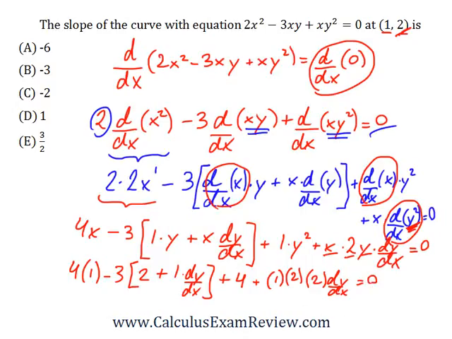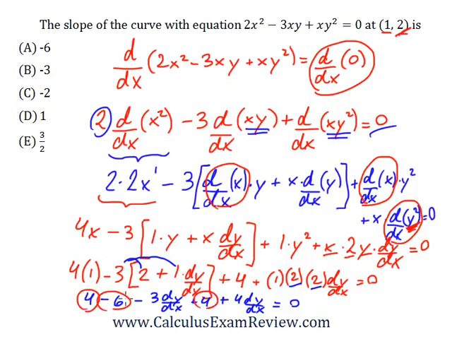Great, so now let's simplify everything. Obviously, I gave myself very little room to finish everything. 4 minus, now distribute this, so get minus 6, and then minus 3 times 1 times dy/dx, so that's going to be minus 3 dy/dx plus 4, and 2 times 2, 4 dy/dx. So plus 4 dy/dx equals 0. Now, if I combine all these elements, I just get 4 minus 6, negative 2, plus 4, 2.